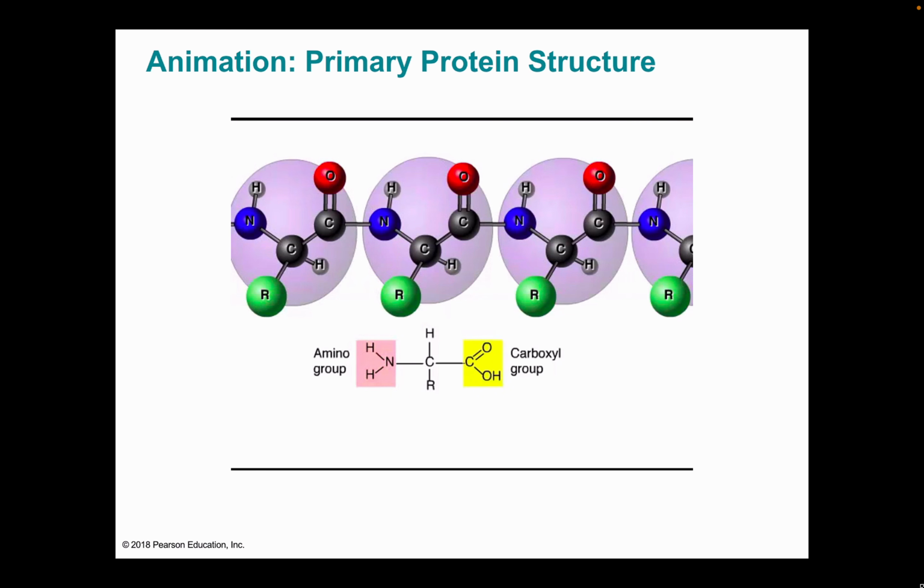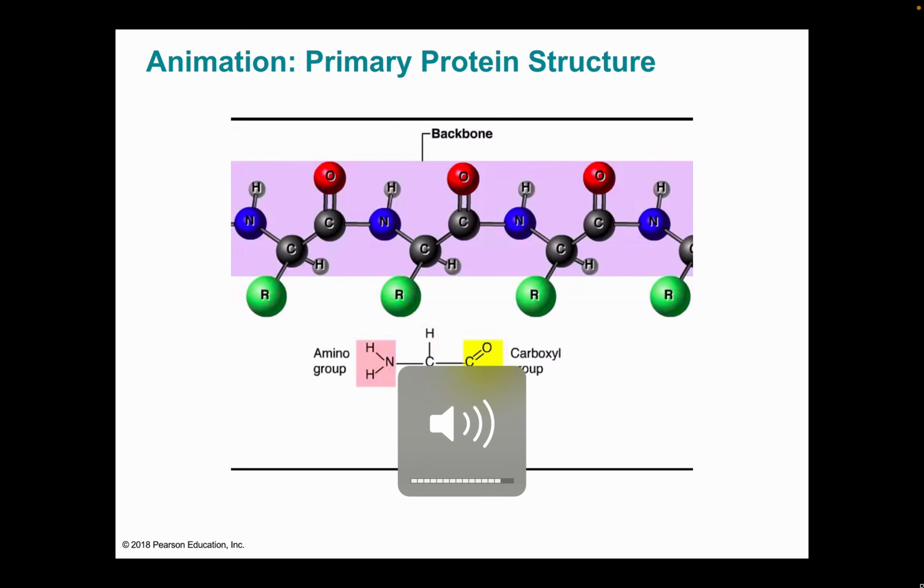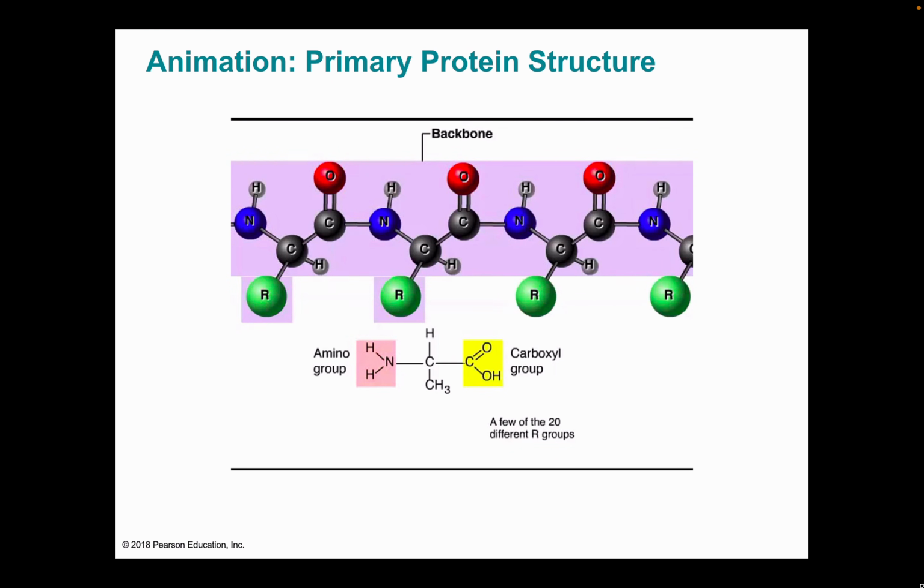The main backbone of every amino acid is the same. This is what forms the backbone of the polypeptide chain. It is the R group, which projects out from the backbone, that makes each of the 20 kinds of amino acids unique. Different amino acids have different properties that affect the folding of a protein. Thus, primary structure ultimately determines the shape of a protein, which determines its function.